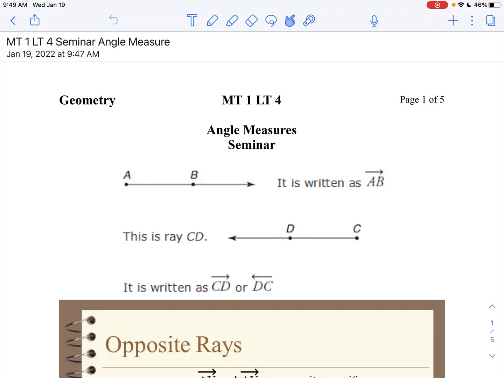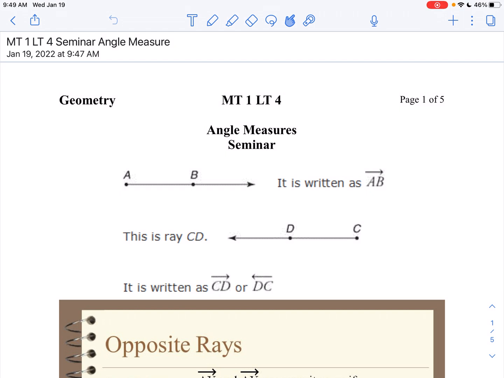Some vocabulary words you're going to come across are ray, side, exterior, acute angle, opposite ray, vertex, degree, obtuse angle, angle, interior, right angle, and angle bisector. A lot of vocabulary is going to show up in this lesson.